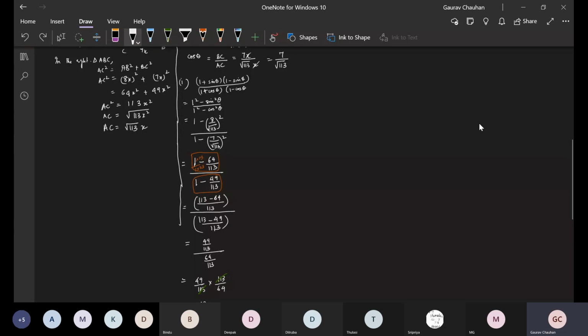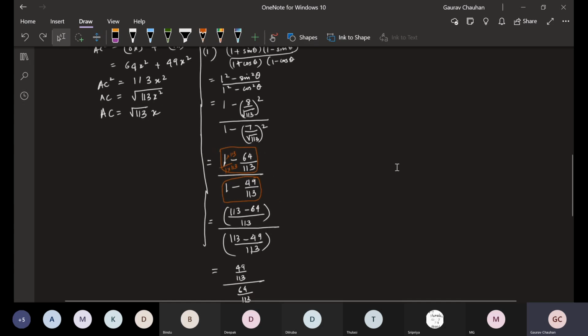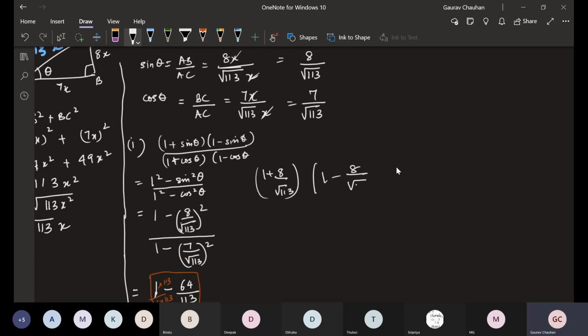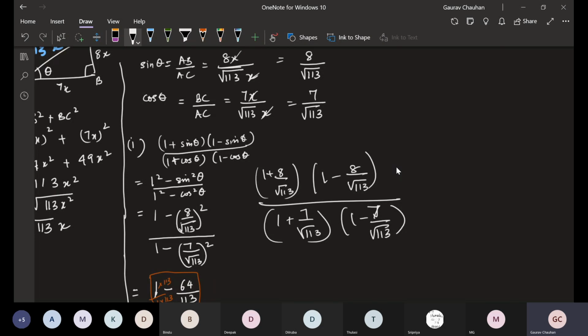So using this identity helped us a lot. I want you to notice that very carefully. If you were not to use this identity, how would the calculation be? It will be 1 plus 8 by root 113 into 1 minus 8 by root 113, by 1 plus 7 by root 113 into 1 minus 7 by root 113. Too big this will become. Then you will start multiplying using the distributive property, and your head will break.